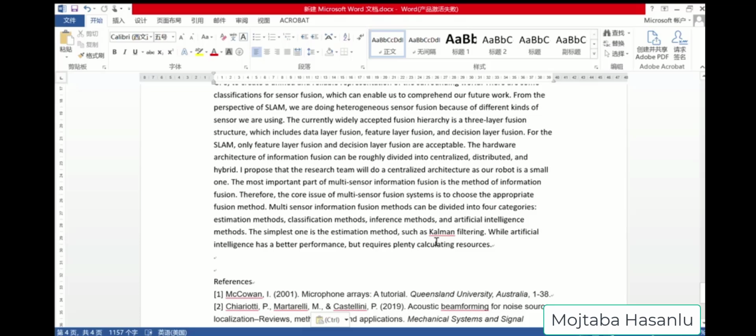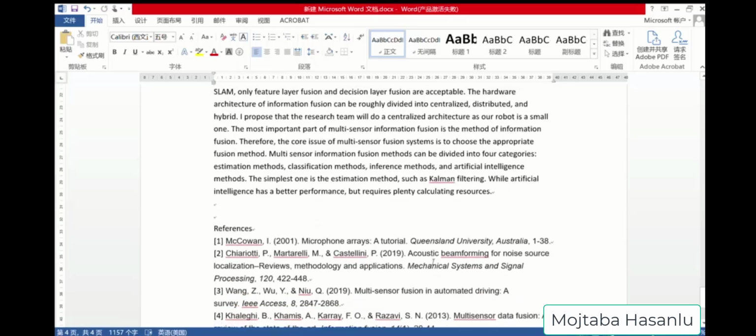Also, we can do artificial intelligence, like neural networks such as CNN, in our further research, with which we may obtain better results, but may require plenty of calculating resources such as a GPU or something. So that's the references.